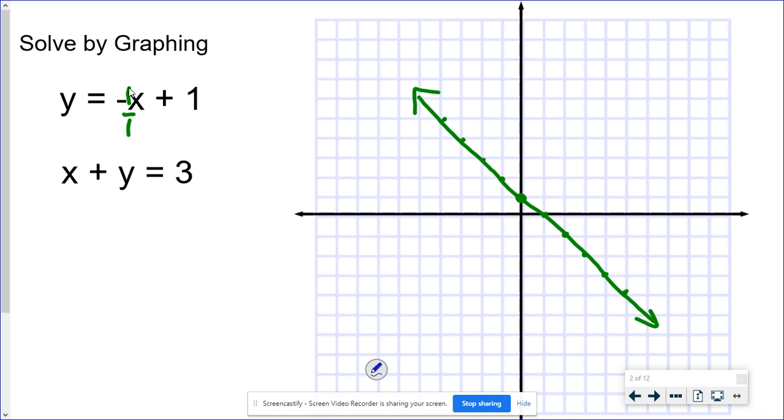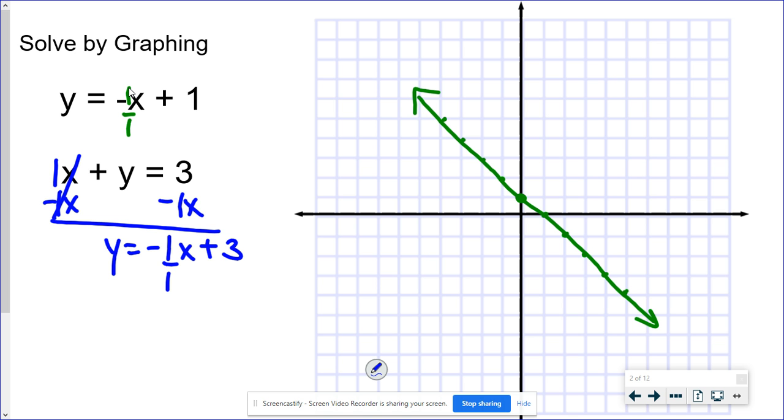The second line isn't in slope-intercept form. That's the thing that we're adding in today. So I would want to subtract this 1x, and I'll get that y equals negative 1x plus 3, or negative 1 over 1x plus 3, which means we begin at 3. That's our y-intercept.